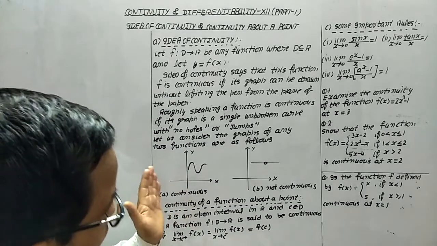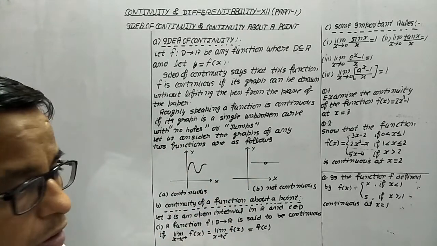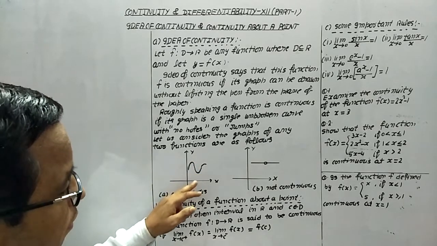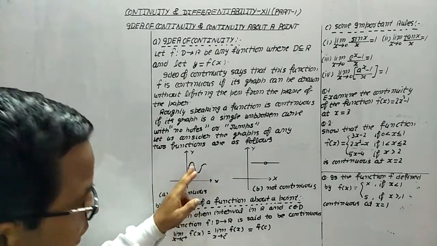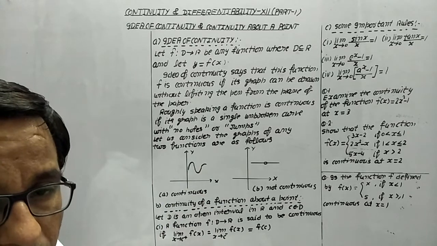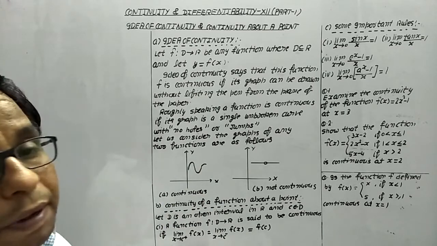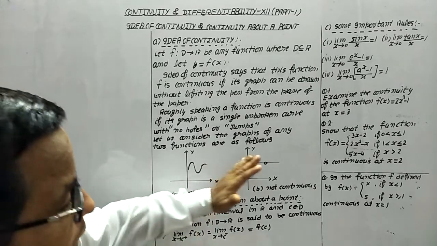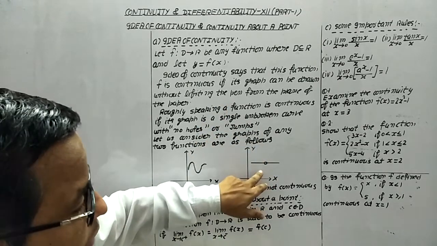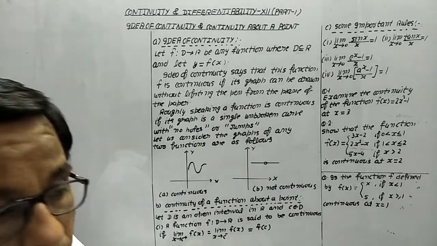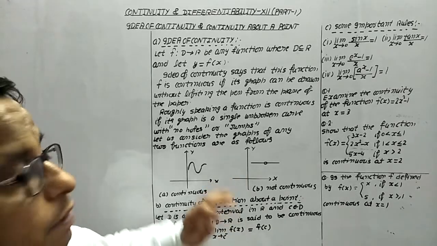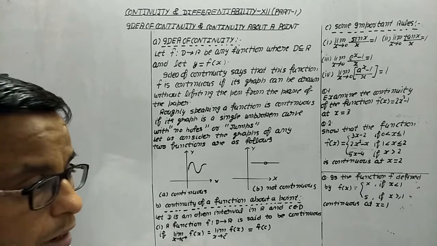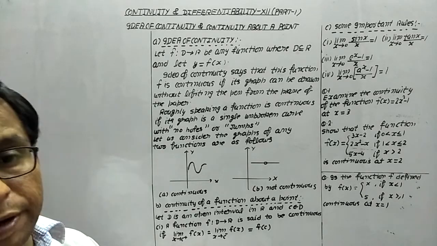I have these two graphs of functions. In this first graph, you can see we can draw this graph without lifting the pen or pencil from the surface of the paper. That is why this is a continuous function. In this second graph, we are observing there is a hole, or you can say there is a break. It means this function is not continuous.